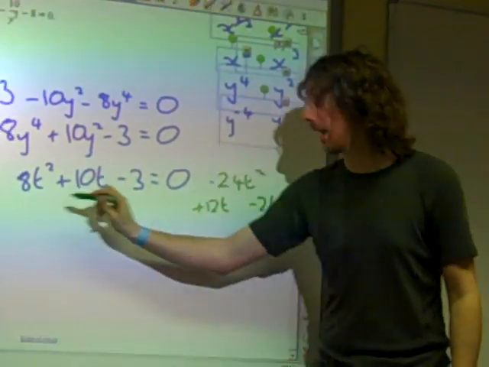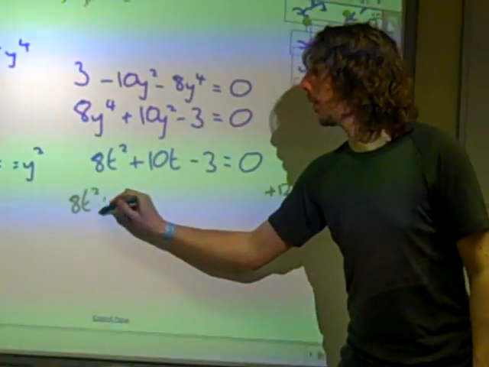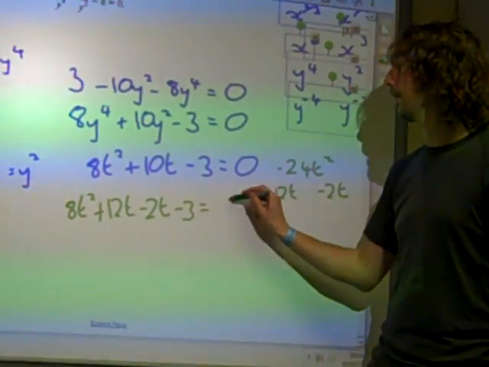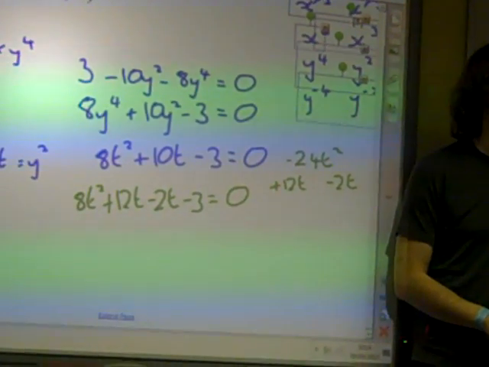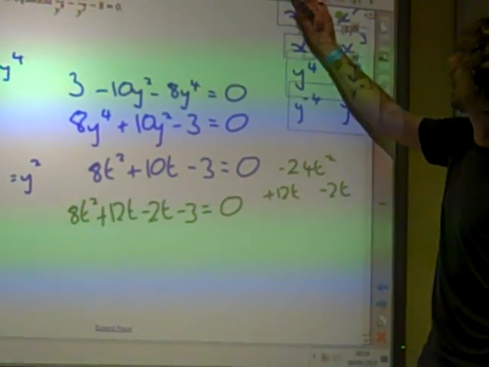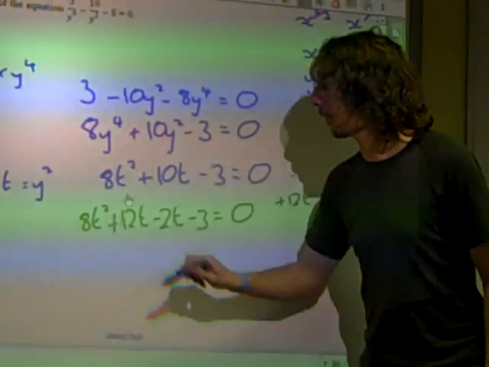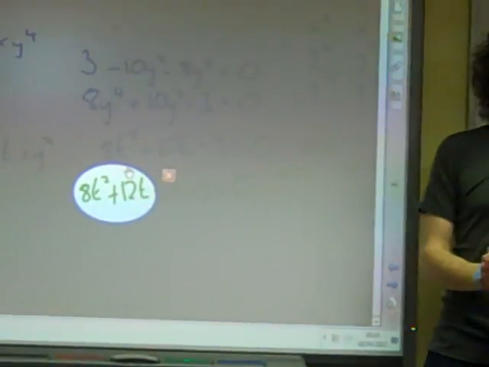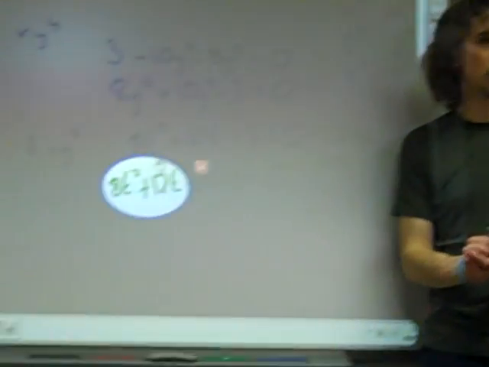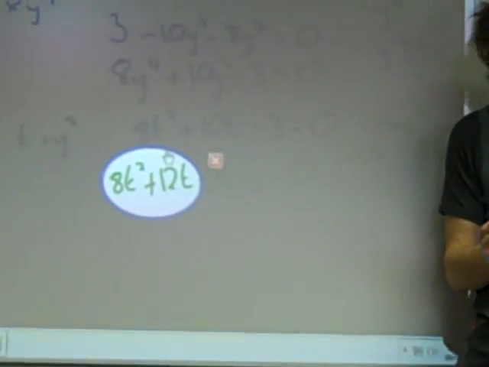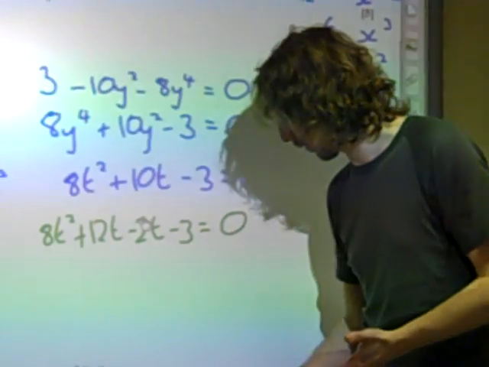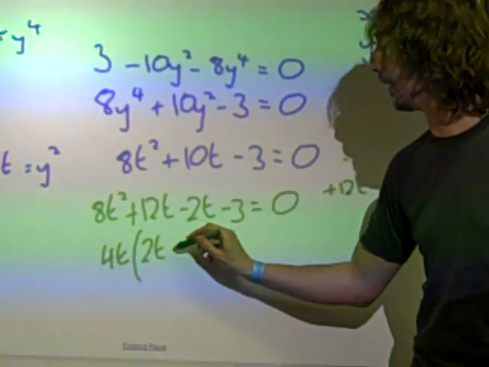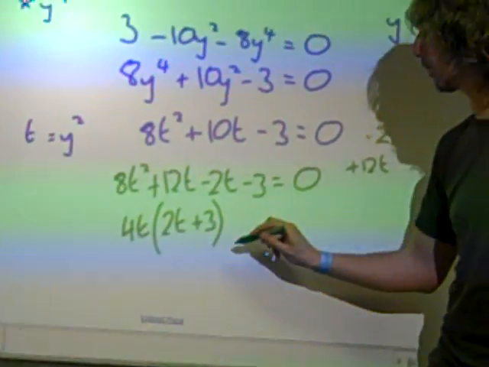So we're going to do that. 8t squared plus 12t minus 2t minus 3 is equal to 0. Remember what we're doing here. We are looking at the first 2 terms on their own, 8t squared plus 12t. A couple of common factors are there: the common factor of 4 and a common factor of t. So we're going to take 4t out, and that will be 2t plus 3.